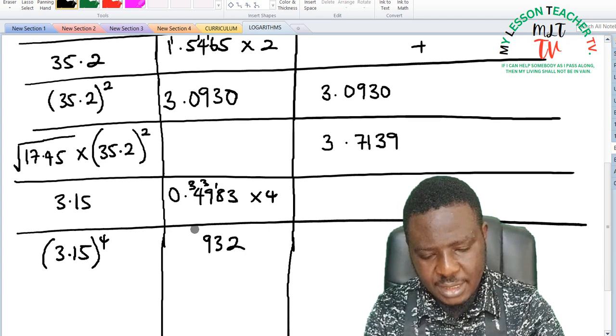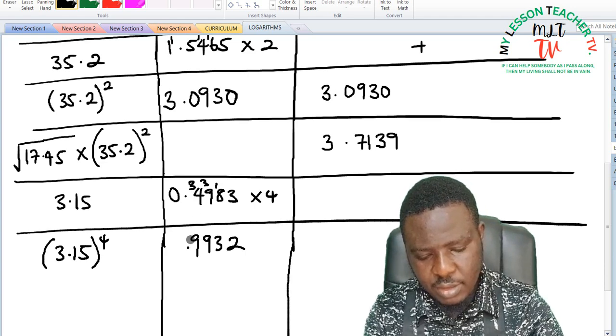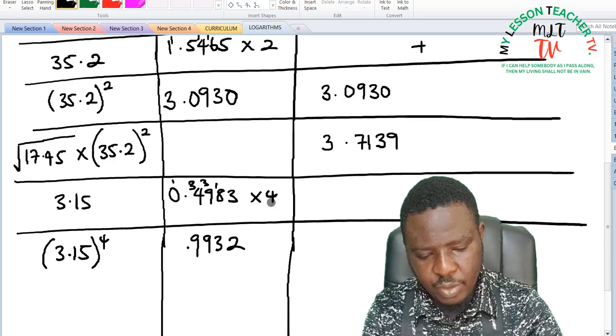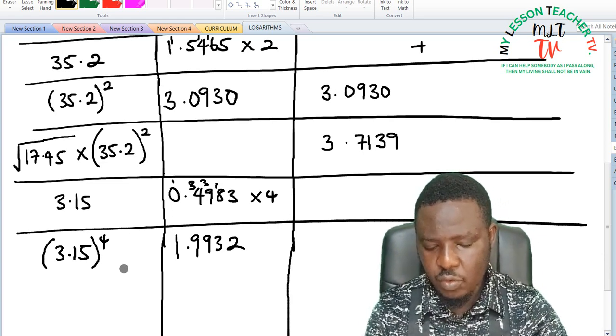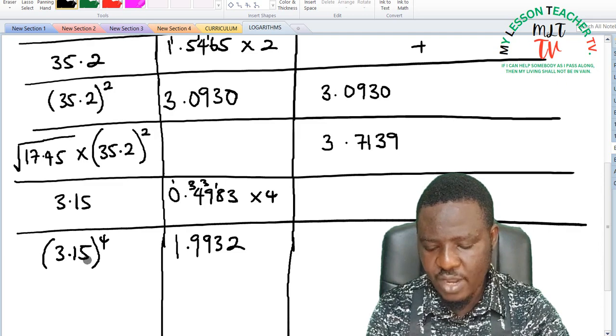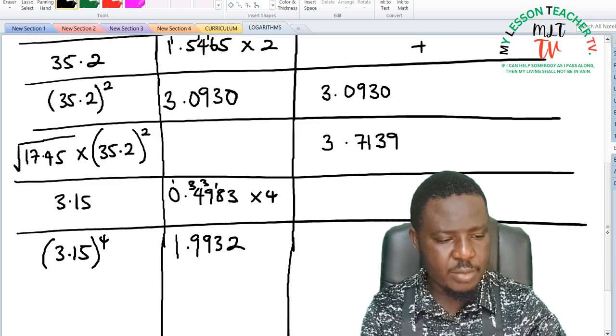4 times 4 is 16. 16 plus 3 is 19. You write down 9 and carry 1. 4 times 0 is 0 plus 1 is 1. So this is your value of 3.15 all raised to power 4 in logarithm.